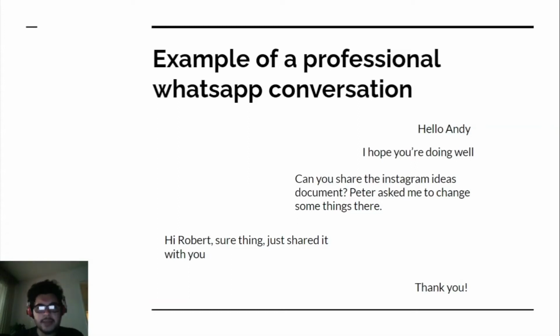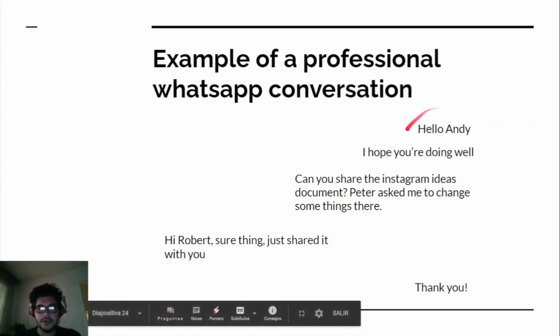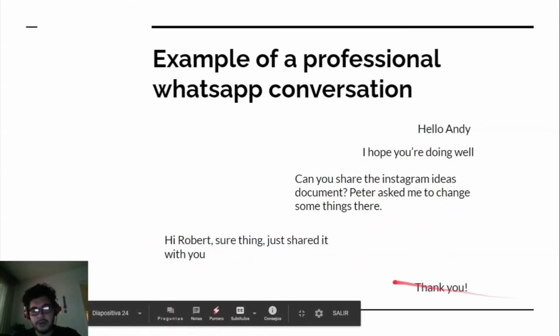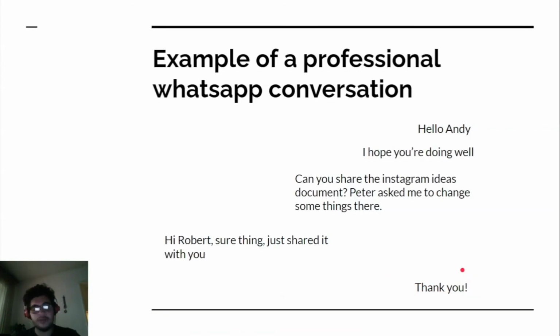Let's have a quick example of a professional WhatsApp conversation. First, it starts with a salutation and then an introduction, being polite and asking about the thing that you need. In this case, a document. Then the client should respond, share it with you, and you should answer with a thank you, or thanks, or anything like that. But you should end it in that way, or with regards or something like that. This is the structure that you should follow any and all times that you're messaging a client, at least on direct messages.